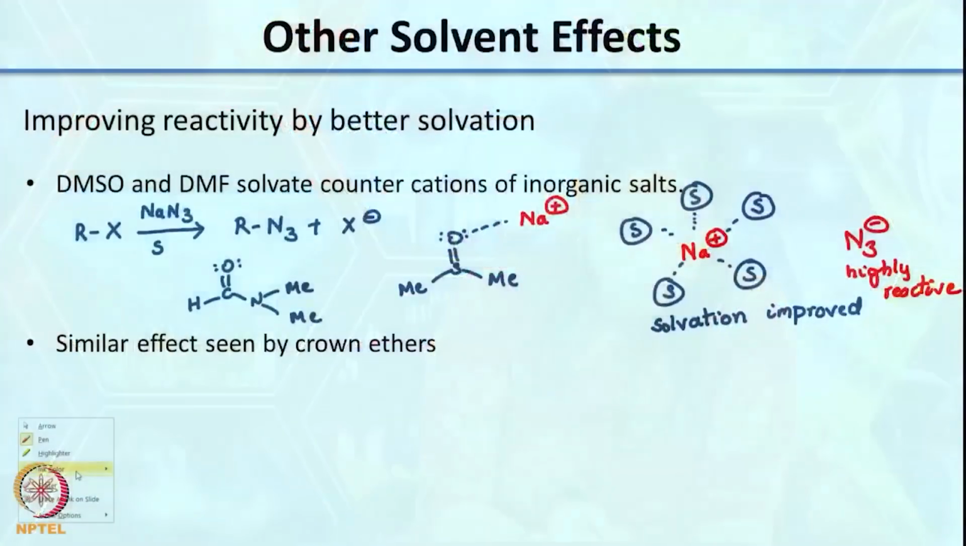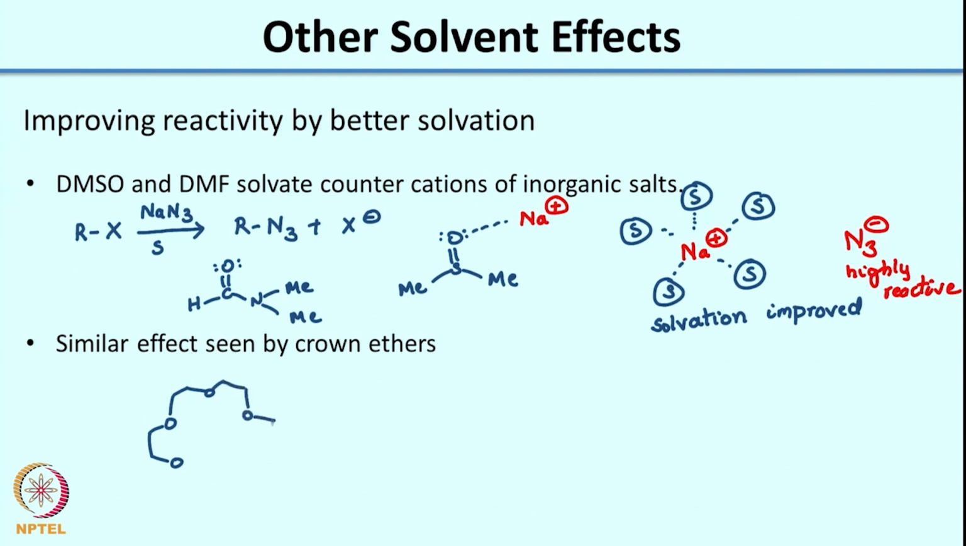Actually, a similar effect is seen by crown ethers. Crown ethers are known to coordinate to cations. So, the structure of one crown ether is, so this is 18-crown-6. This is known to coordinate to potassium.